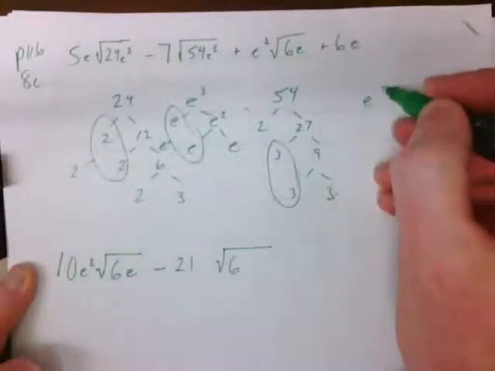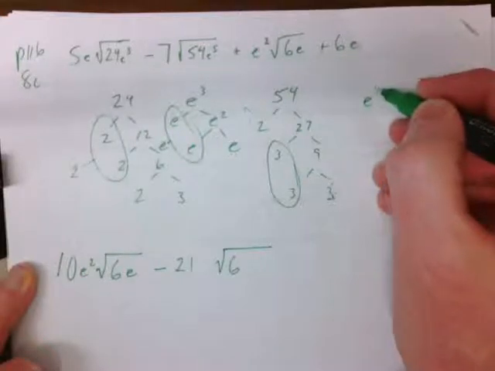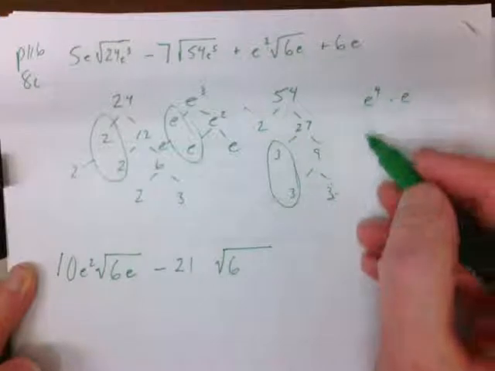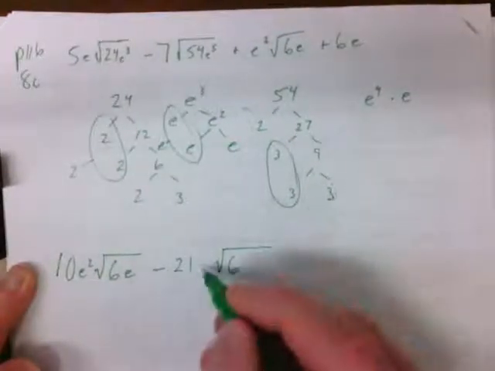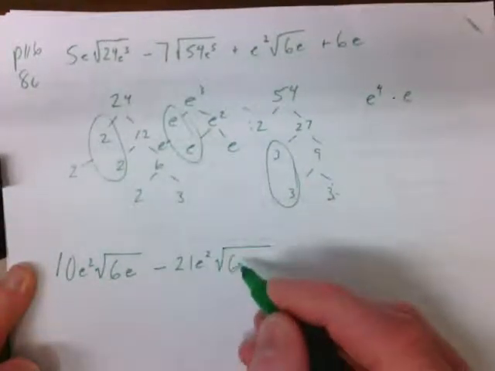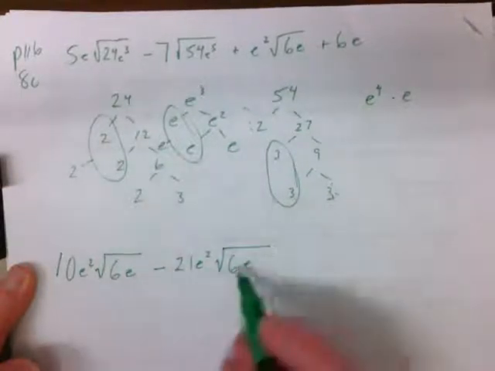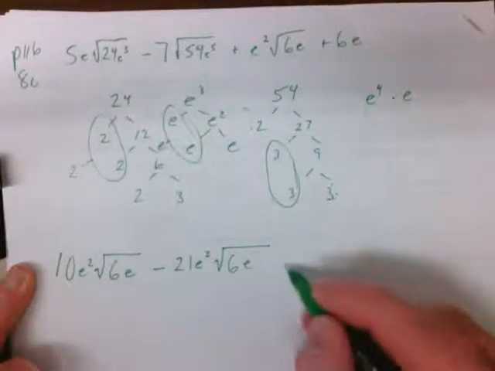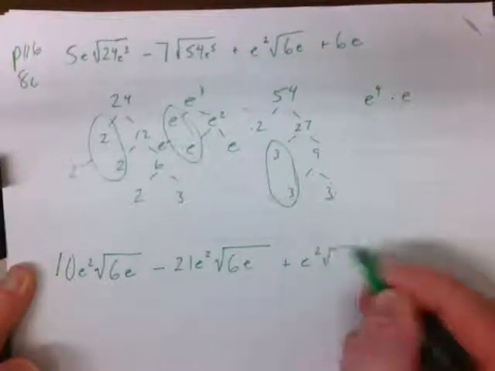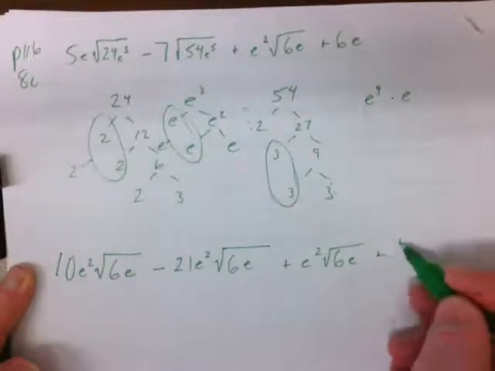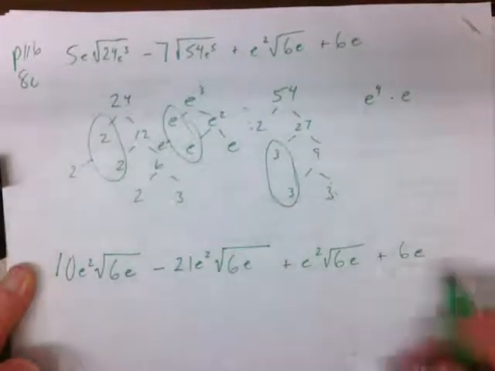One way I like to think of it is e to the 5 is e to the 4 times e. The square root of e to the 4 is e squared. So e squared comes out and 1 e stays in. So these are like terms. These will be combined. Plus e squared root 6e. Well, look, we've got 3 like terms here, plus 6e. This guy will just stay by himself.